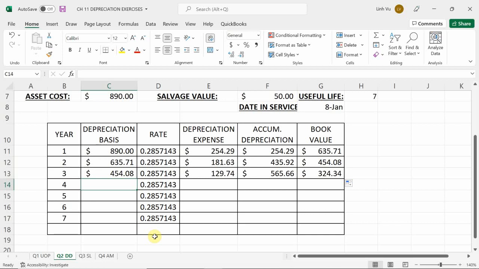So depreciation for year 4? What's the depreciation basis for year 4? The cost by the rate. No. This is the one that's different.